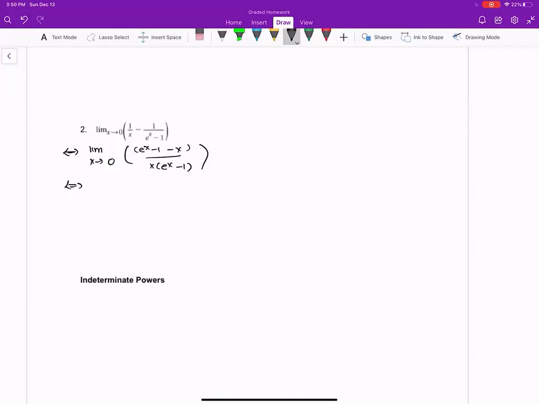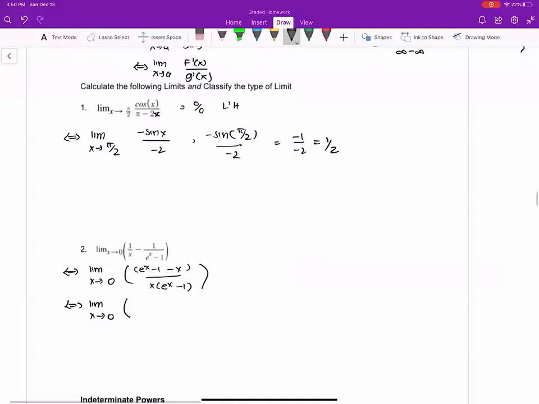So this is equivalent to, Can you scroll slower? I didn't get it. Oh, okay, yeah, sure, sorry.